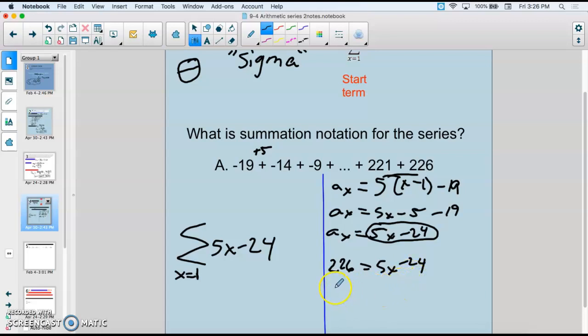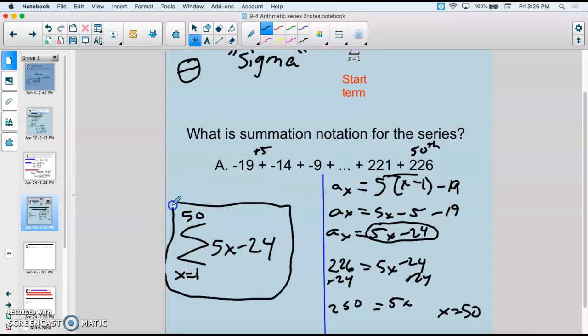Now I add 24. You get 5x equals 250. And when I divide by 5, I get that x equals, what is it, 50? This is the 50th term. And so I put 50 up on top. So I'm going from the first term to the 50th term. And I've written summation notation. Congrats, you've written it for the first time using sigma.